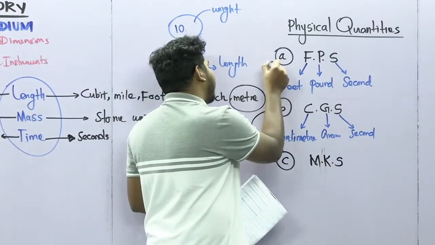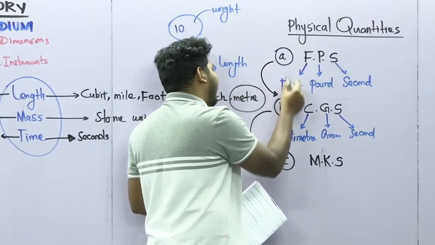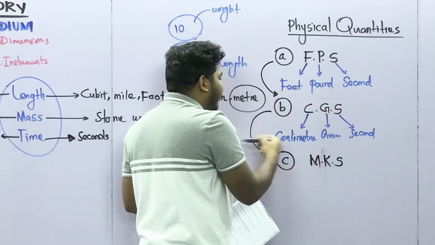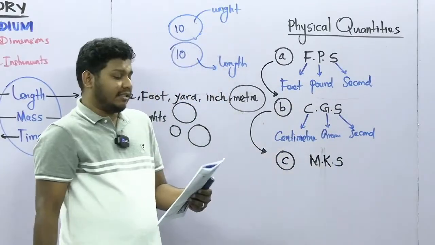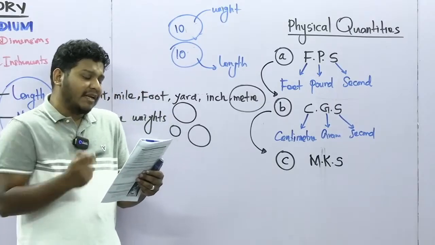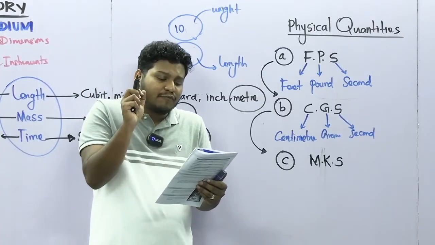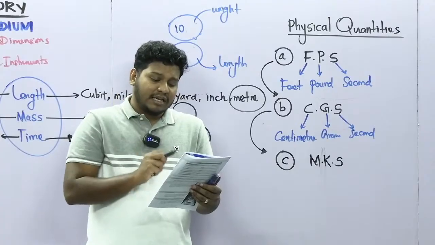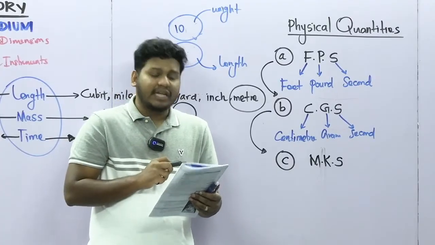before the CGS in the UK, they used the FPS. After FPS, it's CGS. CGS is evolving and coming back to the MKS system. By further developing the CGS system, the MKS system, which is the system of meters, kilogram and second, was introduced.